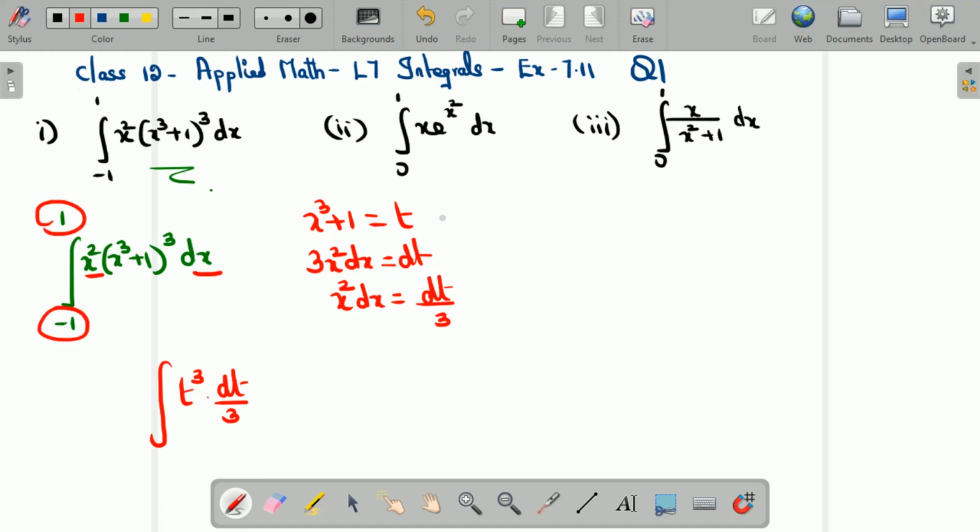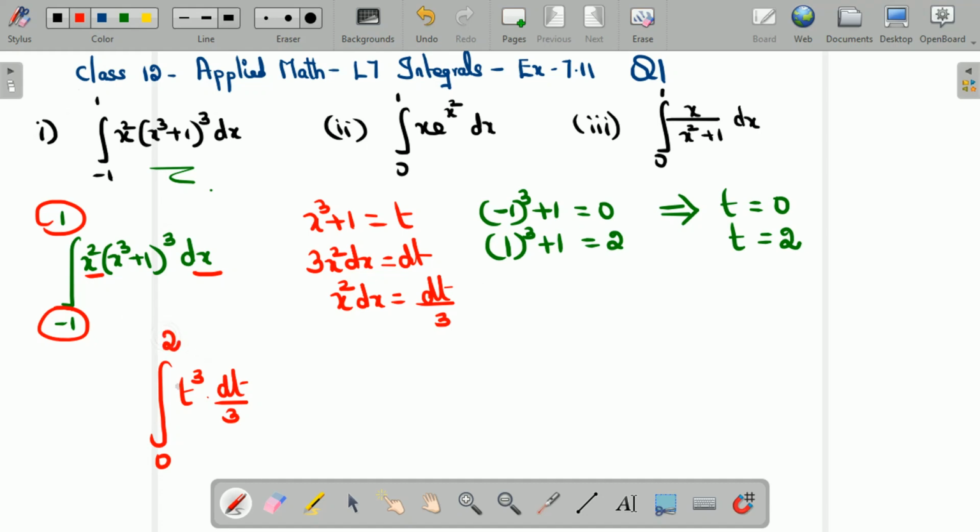Since we made a temporary variable change, we also need to change the limits accordingly. So let's see, if x is equal to minus 1, then minus 1 the whole cube plus 1, so this is minus 1 plus 1 which is 0. This means the value of t for this particular case is 0. When x is equal to 1, you get 1 cube plus 1 which is equal to 2. So this means at this particular point t's value is equal to 2. So the limit is now changed. The lower limit has now become 0, the upper limit has become 2, and this is the integration.